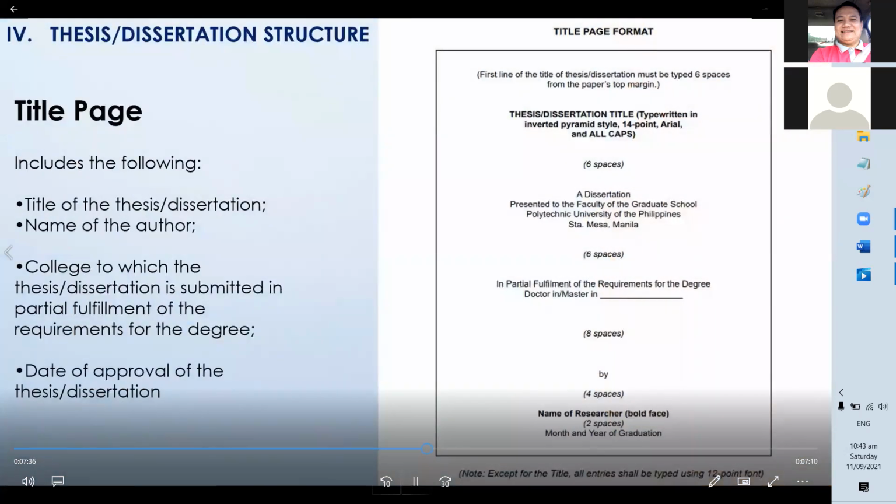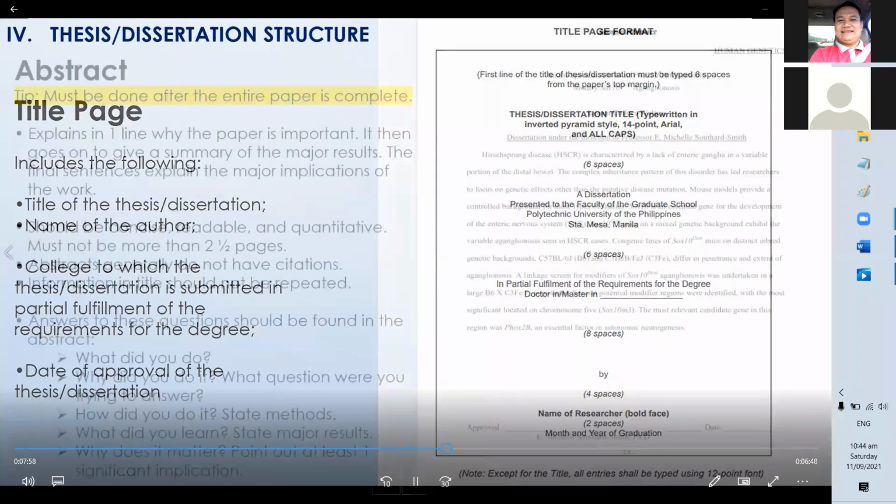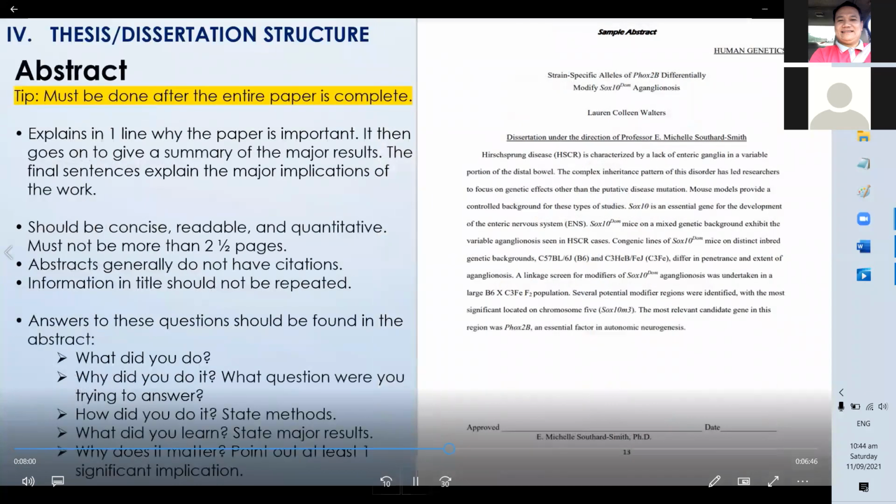The title page. The title page must include the following: the title of the thesis or dissertation, the name of the author, the college to which the thesis or dissertation is submitted in partial fulfillment of the requirements for the degree, and the date of approval of the dissertation or the thesis.